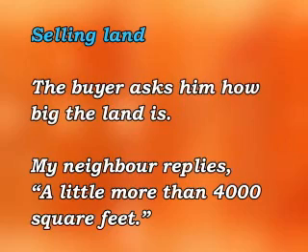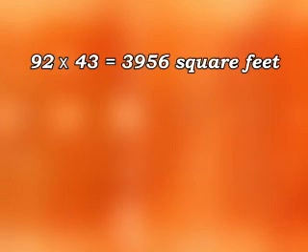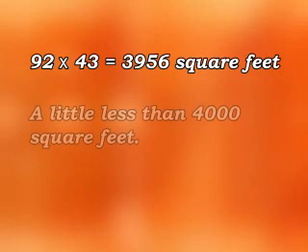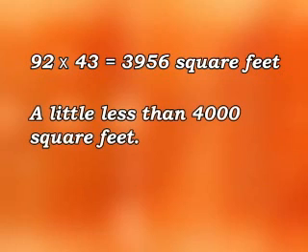Well, shall we check that out? 92 times 43 equals 3,956 square feet. So is my neighbour telling the truth? Sadly, my neighbour is not telling the truth. The area is a little less than 4,000 square feet.